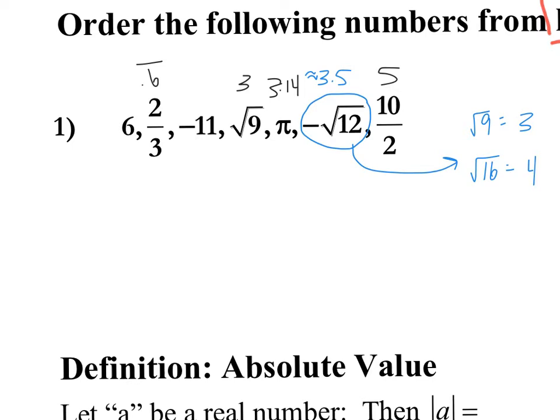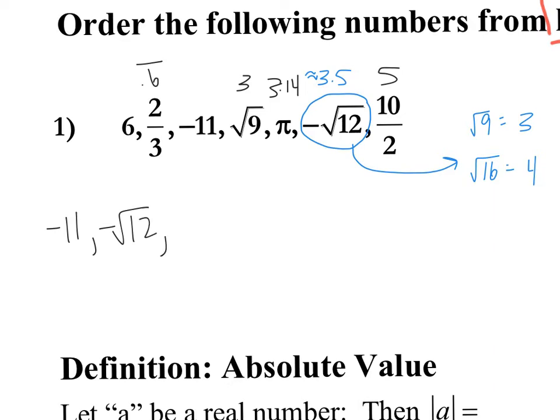I'm not exactly sure what it is, but I can use that information and common sense to put these numbers in order. So now what we're going to do is go back and put these in order from least to greatest. And least to greatest, be careful with your negative numbers. -11 is the least number that we have here. And then the next negative number is that negative radical 12. So that one goes next.